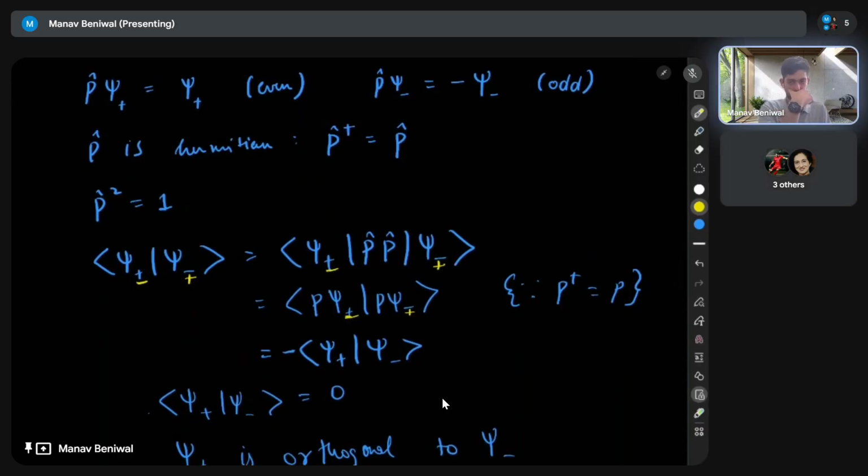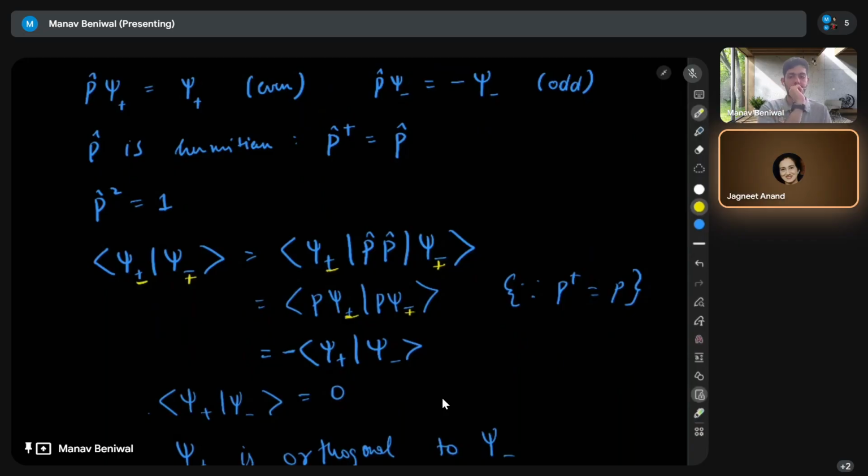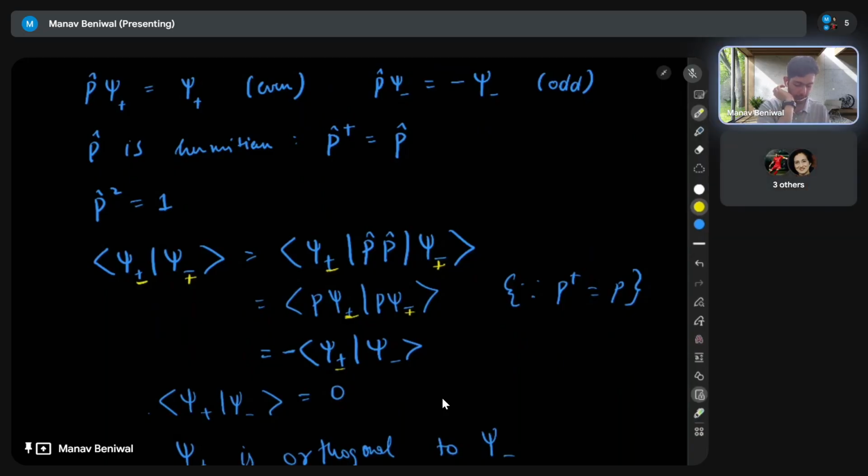Then it will be psi star. But we'll keep it like this only. We'll not take it to the ket space. We'll keep it in the bra space. Only thing is the eigenvalue is coming out to be minus one, which is not a complex number. So this remains minus one, right? Because there is no imaginary part here.